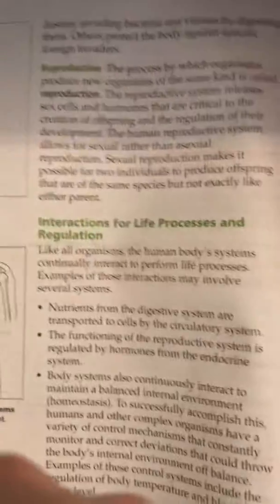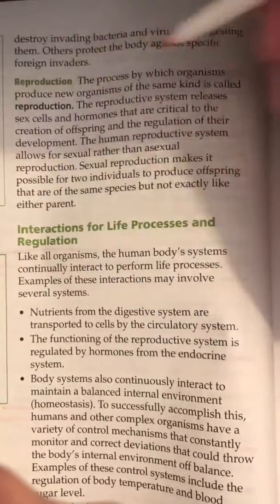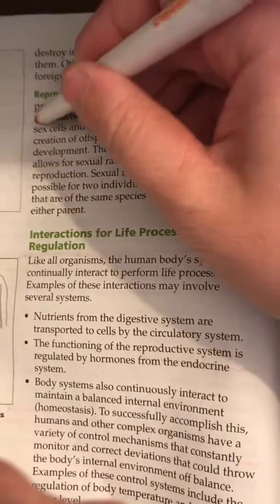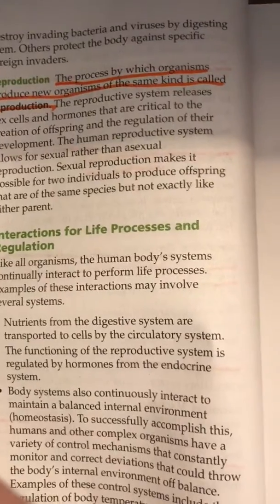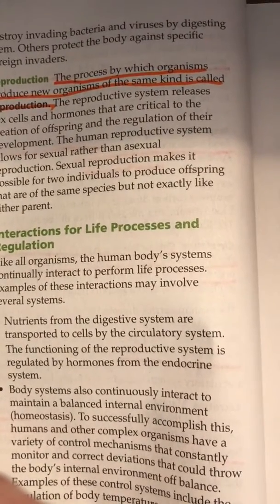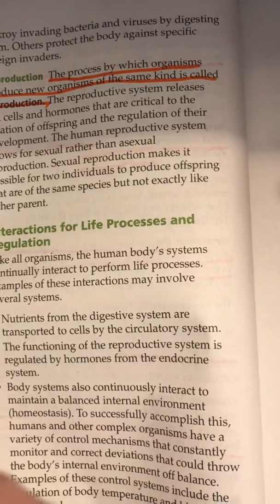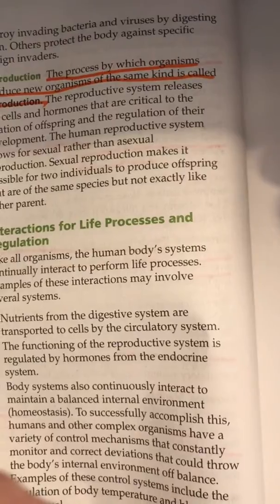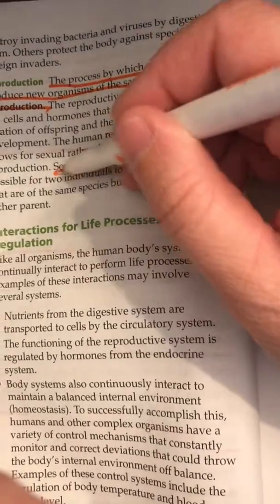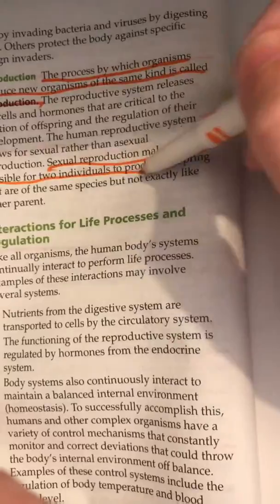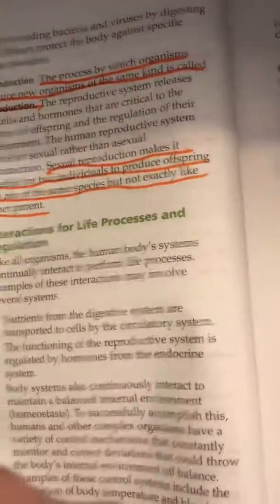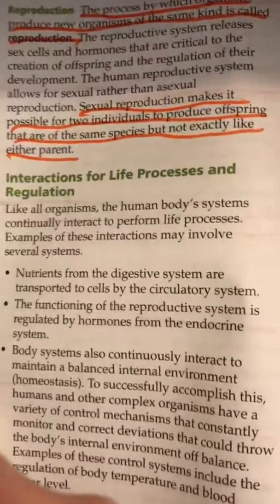Reproduction. The process in which organisms produce new organisms of the same kind is called reproduction. The reproductive system releases sex cells and hormones that are critical to the creation of offspring and the regulation of their development. The human reproductive system allows for sexual rather than asexual reproduction. Sexual reproduction makes it possible for two individuals to produce offspring that are the same species, but not exactly like either parent.